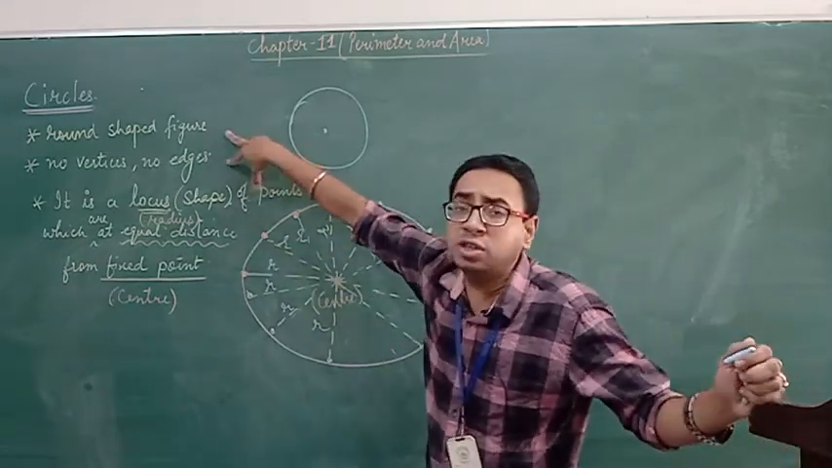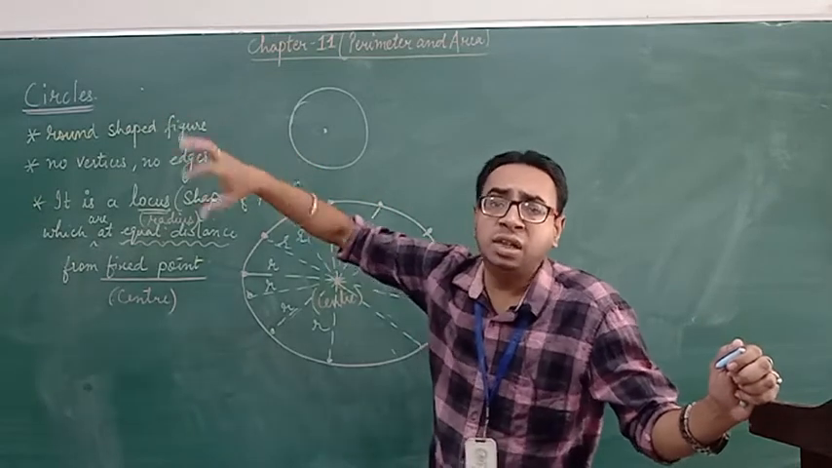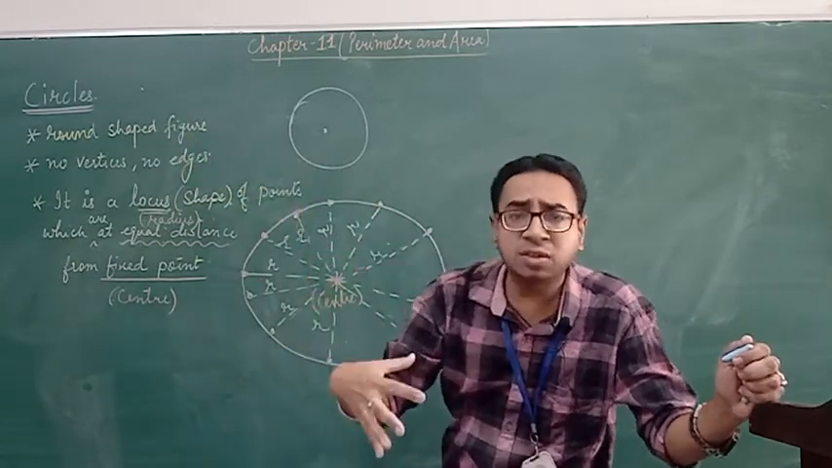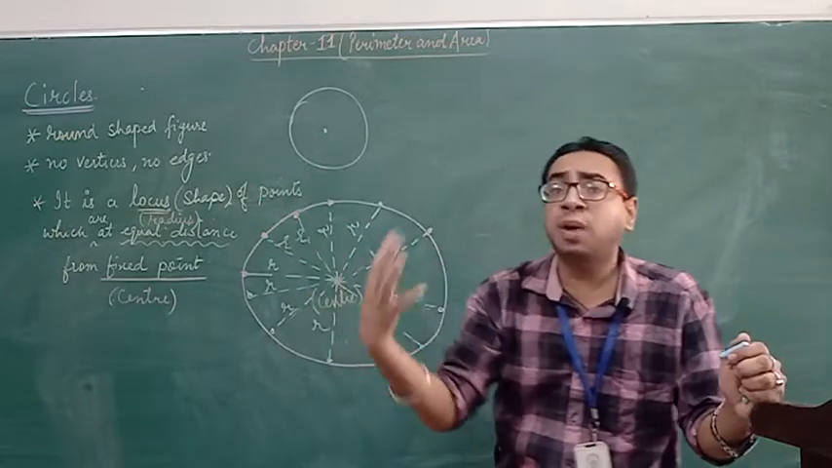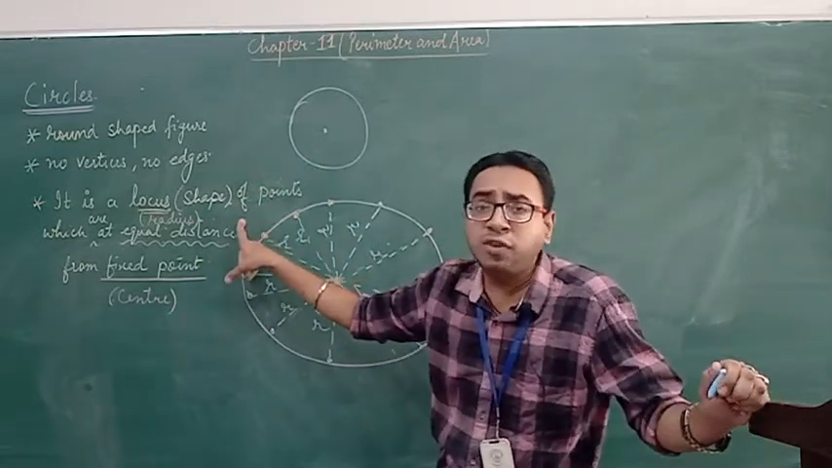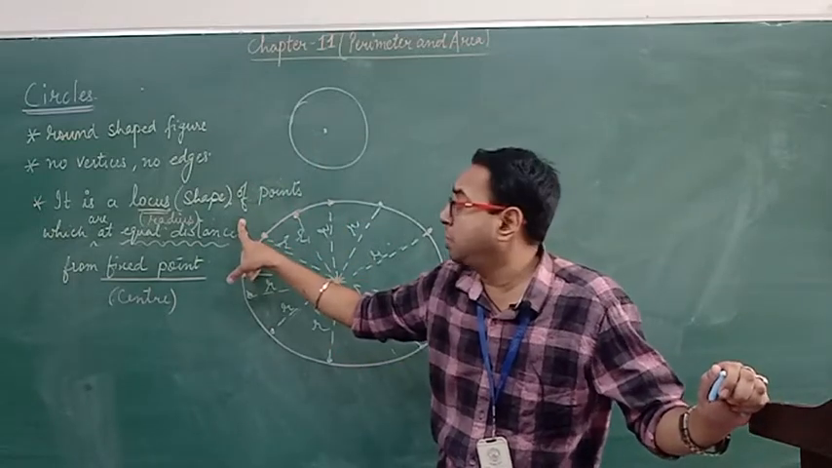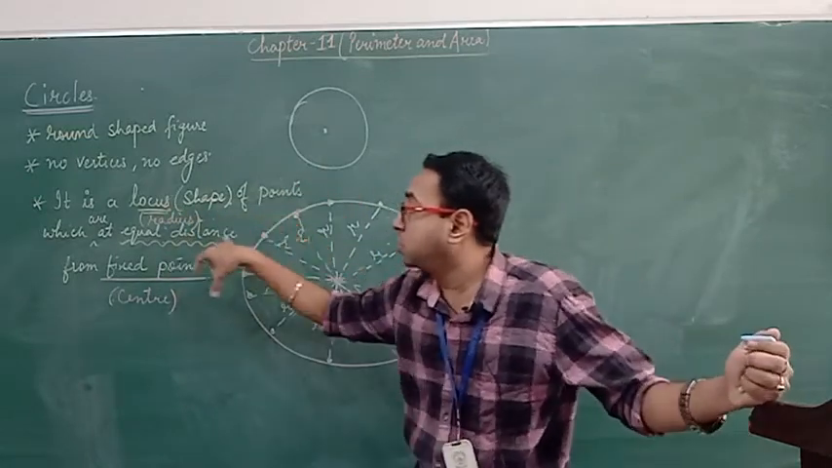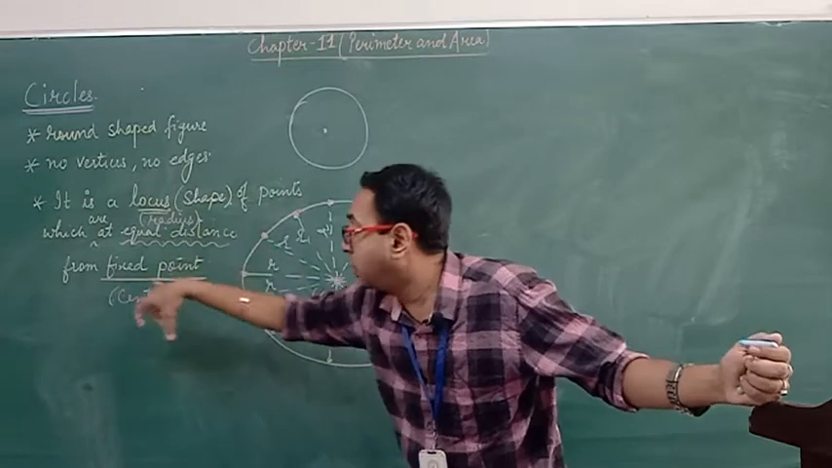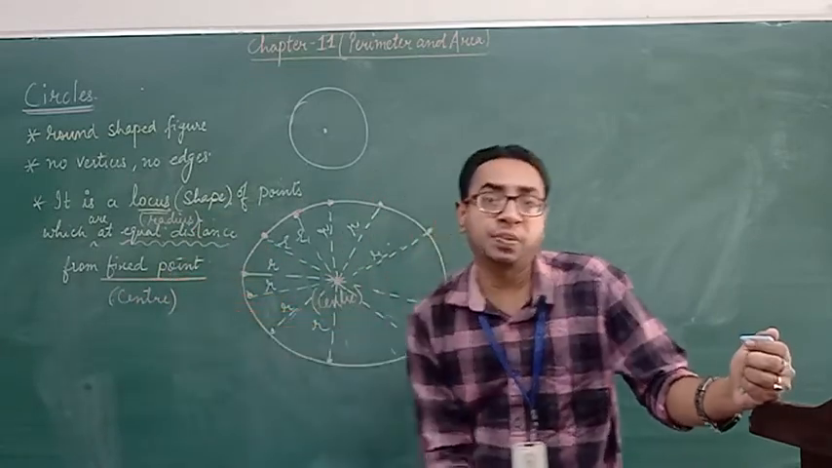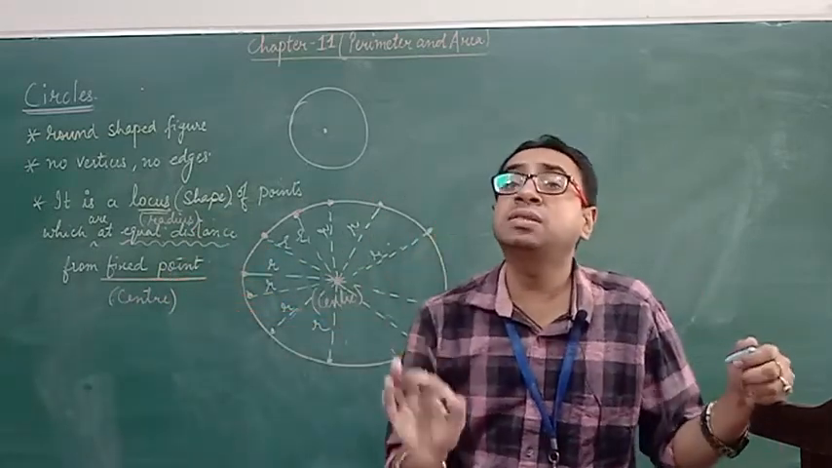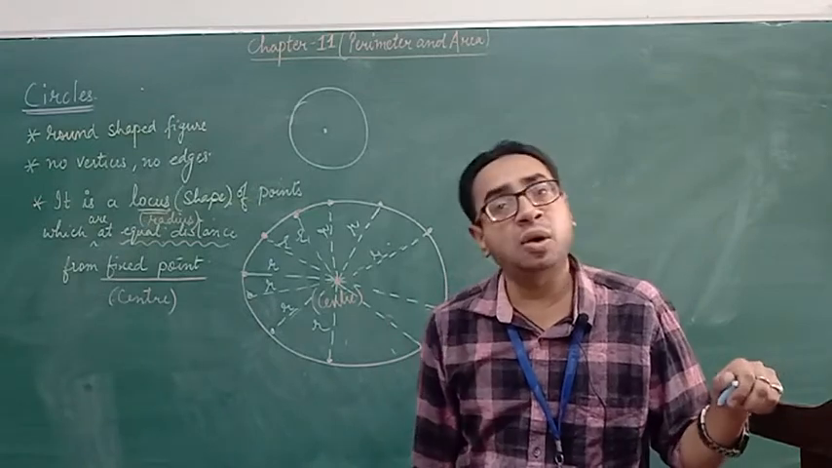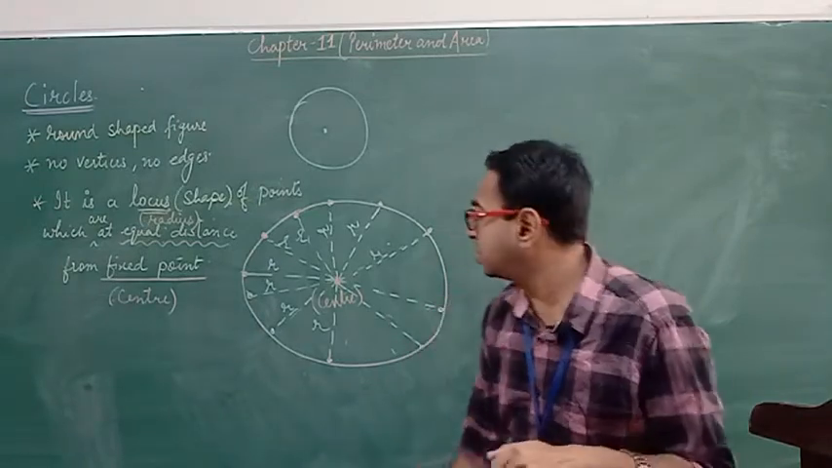With these two definitions, you are not able to get what the center is, whether the center is a part of a circle, what the radius is, whether the radius is a part of a circle. But with this definition, it is very clear that it is the locus, a circular shape of points which are at equal distance, meaning radius, from a fixed point called the center. Are we clear? So this is the technical definition of a circle. Clear with this?